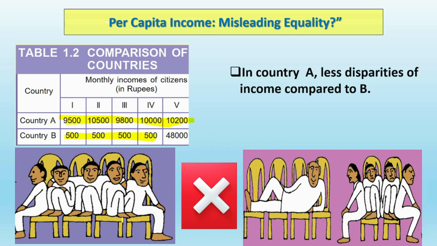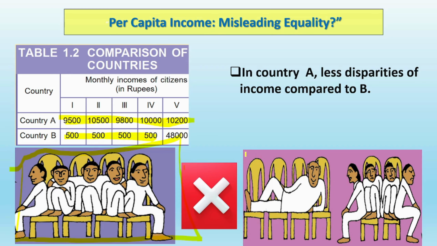Let's imagine the space in the chair is a monthly income. These all are 5 persons of the country. In picture A, all the 5 people are sharing almost the same amount of space. So they are sharing almost equal space, or an equal amount of wealth, in picture A.